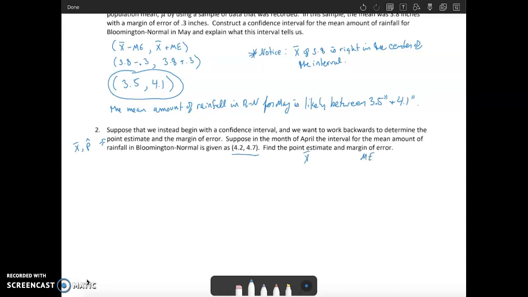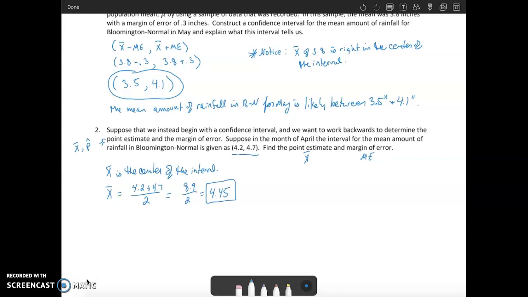So someone calculated that. What if we want to work backwards and figure out, well, what was the sample mean X bar in this case, and what was the margin of error? That's where this idea of X bar being the center comes in important. So if we remember that X bar is the center of the interval, basically what you want to do is find the middle or find the average of the lower and the upper limits. So I could calculate that by saying, well, what's 4.2 plus 4.7 divided by 2? That's 8.9 divided by 2, which is 4.45. So that's X bar. We found part of what we want.